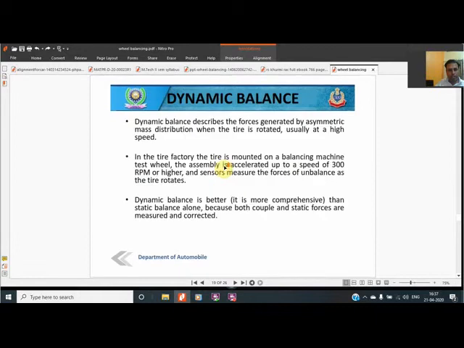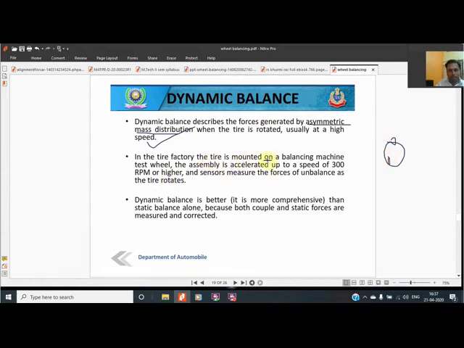And what else? The dynamic balancing. Dynamic balancing describes the forces generated by asymmetric mass distribution when the tire is rotated, usually at high speed. Means the tire is rotated and the asymmetric mass distribution is there, means the mass is not uniform throughout the rim or throughout the tire. Then a certain amount of mass is added in the wheel itself.